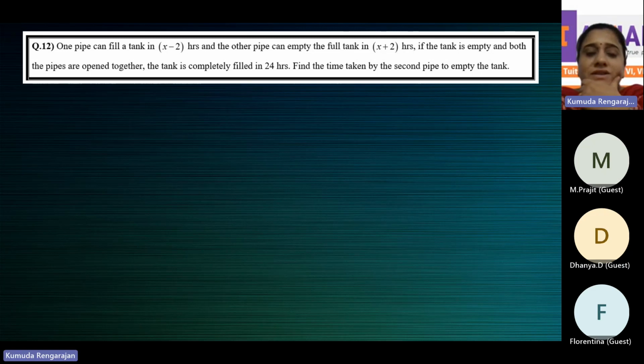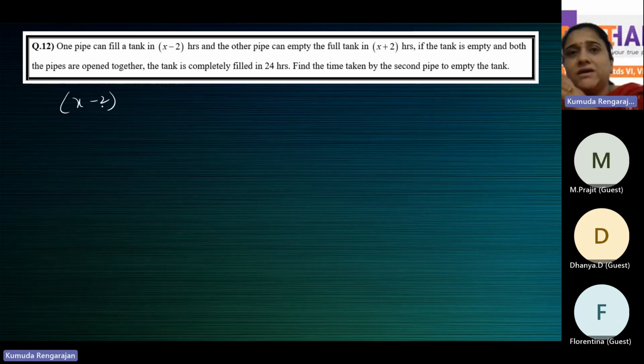What is the time taken by the filling pipe to complete the task? That is to fill the tank. X minus 2 hours. This is the total time taken by the filling pipe to complete the job. Its job is to fill the tank. It will do that work in X minus 2 hours.